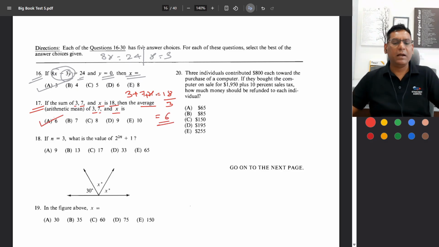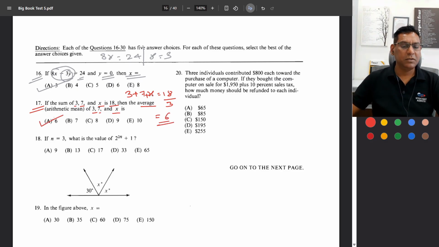Okay. If you want to find out x, you could do that also. Just based on this information, you get 3 plus 7 plus x is equal to 18. So x is going to be 8, right? But that doesn't help you. They are not asking for that. They are asking for the arithmetic mean. And then you would do the same thing. You would add 3 plus 7 plus 8. Again, 18 you will get, divided by 3, 6. Right.